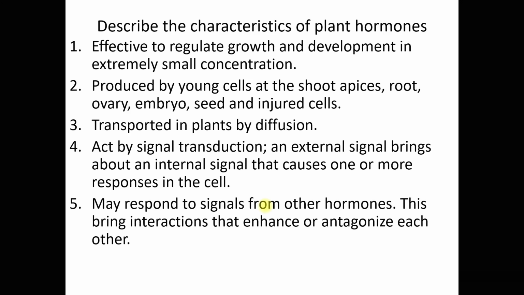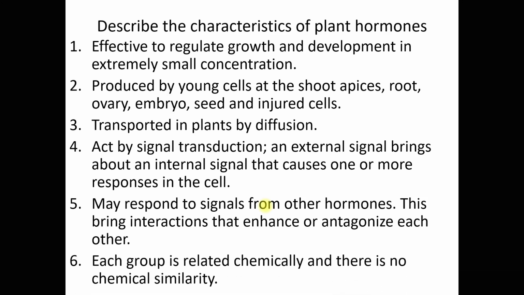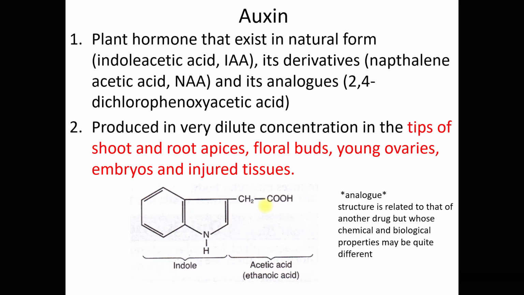Plant hormones may respond to signals from other hormones. These bring interactions that enhance or antagonize each other. So we need to say plant hormones can work together or give antagonistic effects on each other. Each group is related chemically and there is no chemical similarity. Okay, so now let's go to the first one, auxin.